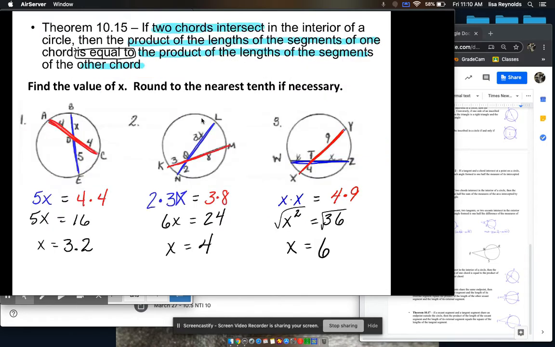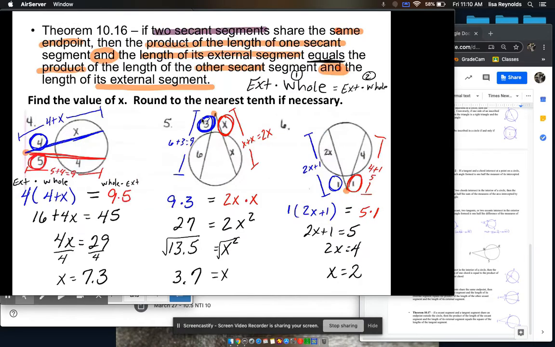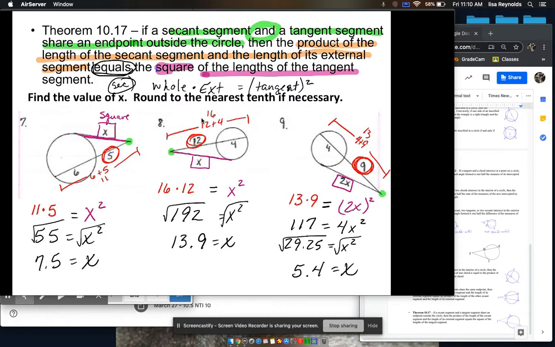And when you have chords, you simply take the product of the two pieces of each chord and set them equal. So multiply and set equal for the chords, the external times the whole and set equal for two secants. And if you have a secant, it's always the whole times the external, and for a tangent where there's only one piece, we square it.